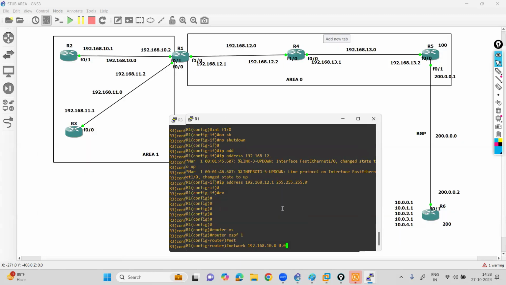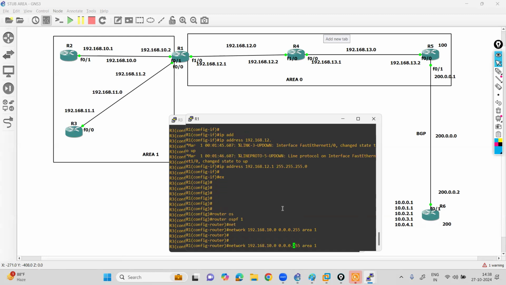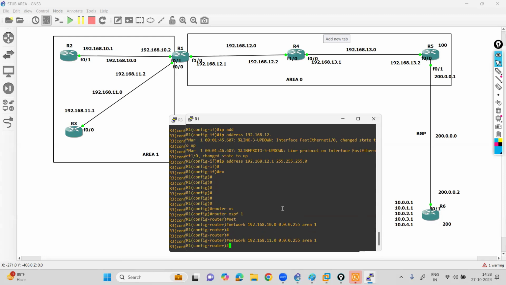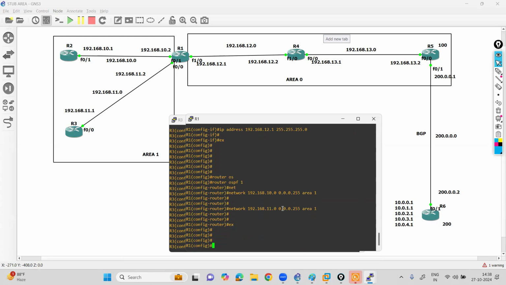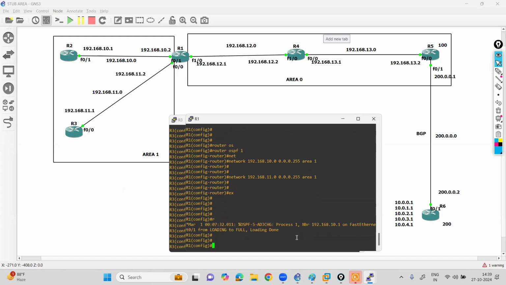Okay. Let's go to the next one, router number 1. 192.168.10.0, 0.0.0.255 area 1 on this side, right? Area 1, 192.168.11.0 and area 1. Clear? On the right side we have another router. It will start the neighborship process with these two, right or not? We got the neighborship messages.